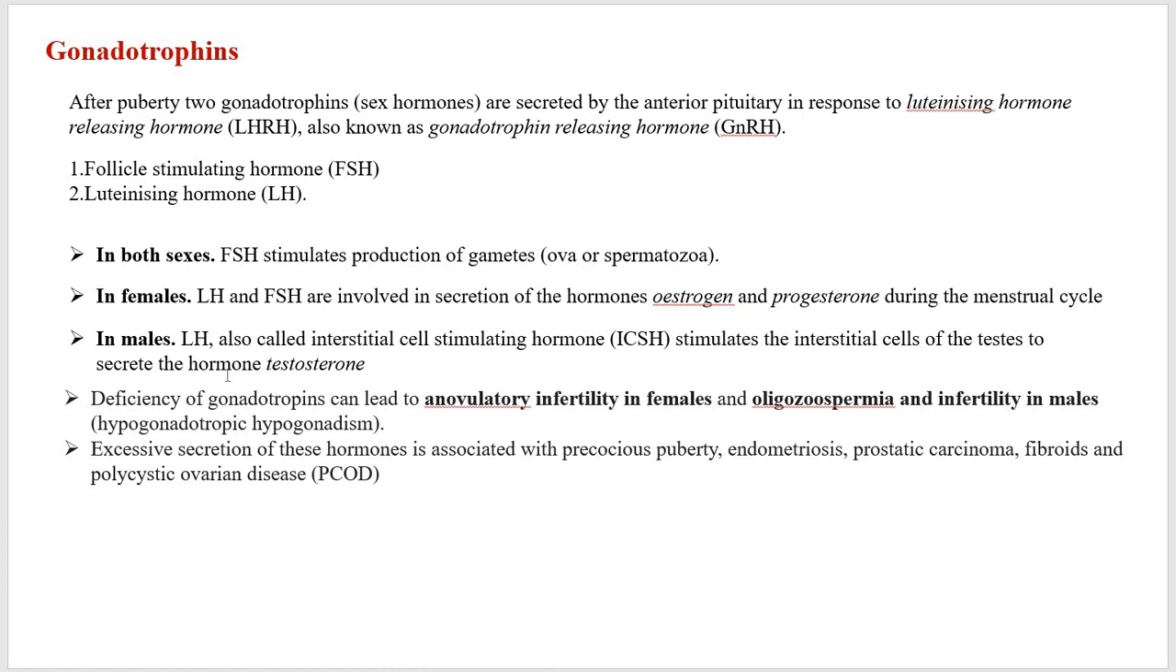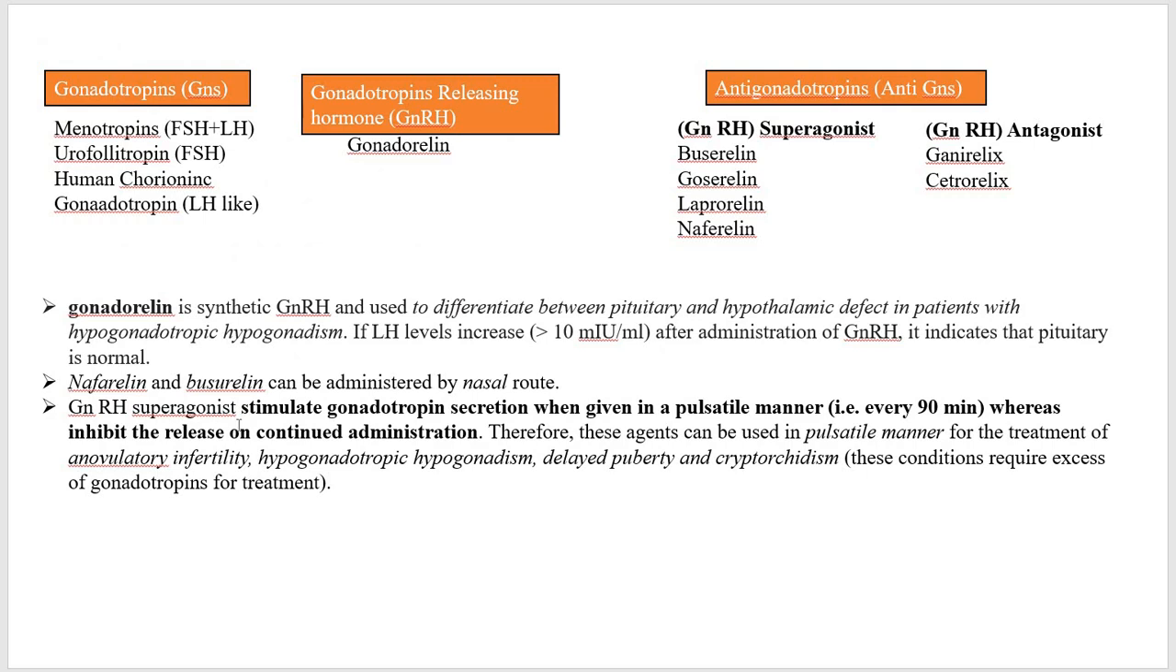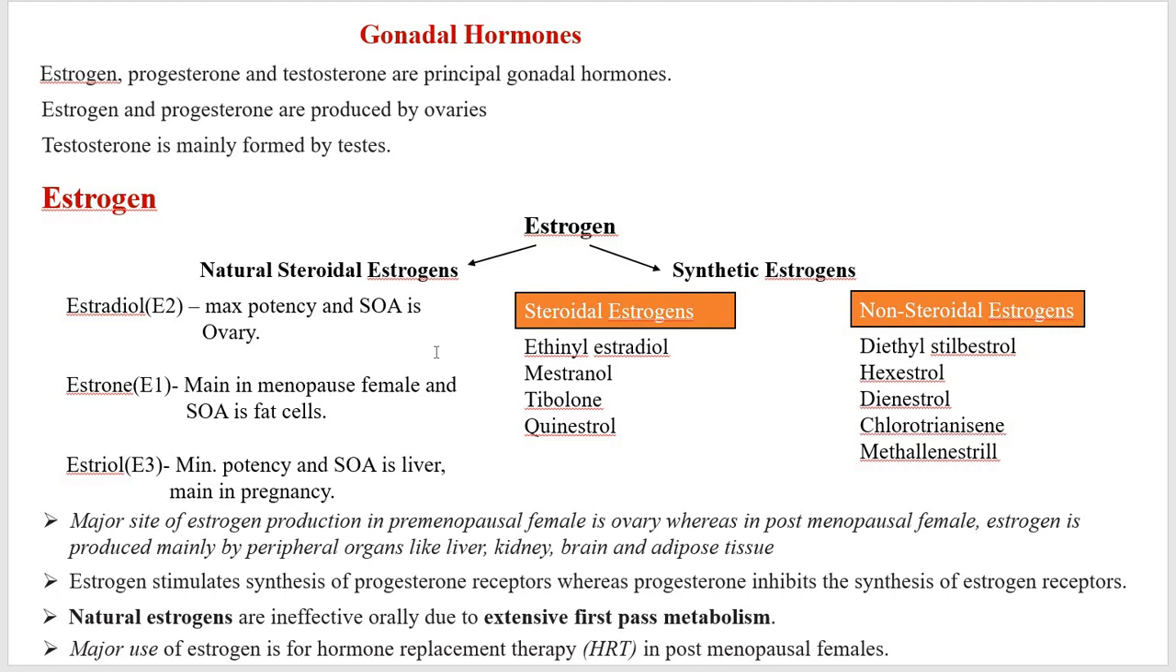Then remember the complications if there is deficiency or excess. Then remember the different gonadotropin analogs that are used to treat, and the different special points with respect to each analog. The last one is the gonadal hormones, in that estrogen. So this is today's last hormone.